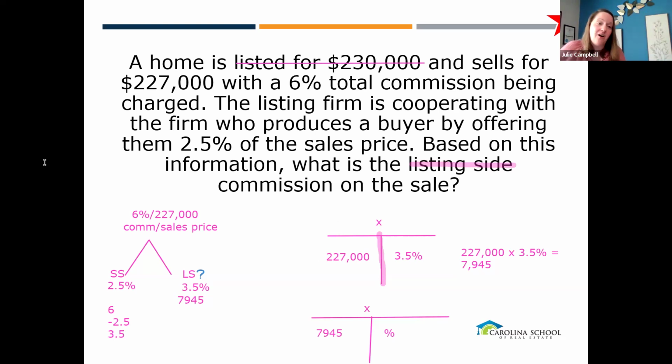If you don't understand the T-bar, and I get that, then your other option would just be to multiply, which is what we did here. So if you don't want to use the T-bar, then your formula in this case would be the sales price times the listing side's commission. All we're doing is multiplying.